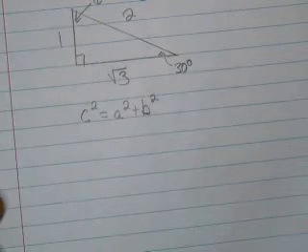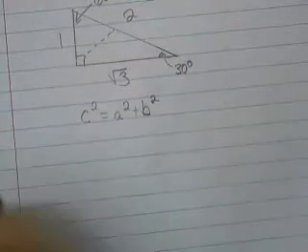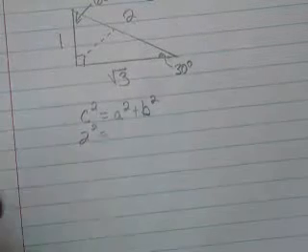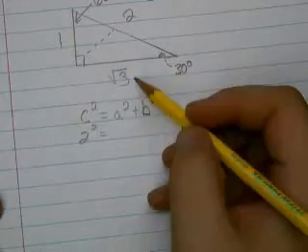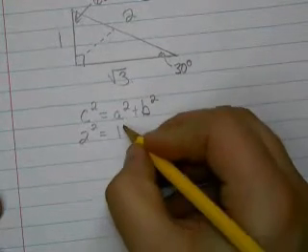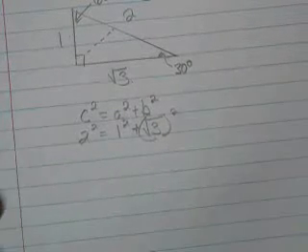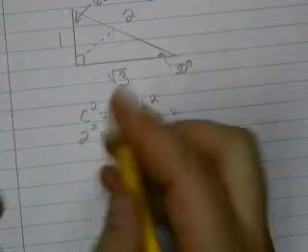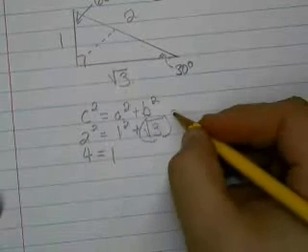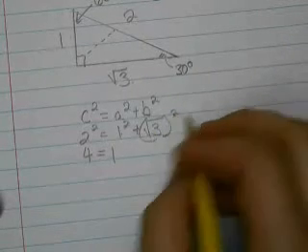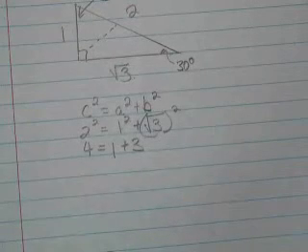What's my c? The 2. It's the hypotenuse, which is right across from the 90-degree angle. So I'm going to put 2 squared here is equal to a squared. Now it doesn't matter what I choose for a squared. I could choose 1 or the square root of 3. So I'm going to say 1 squared plus the square root of 3 squared. Well, 2 squared is 4. 1 squared is 1. The square root of 3 squared is 3. 4 does equal 1 plus 3. So we know that's true.